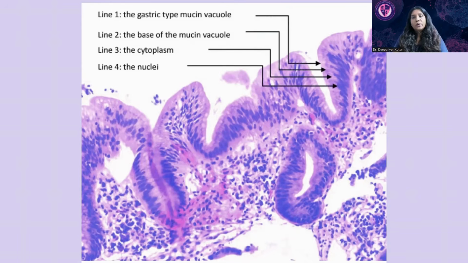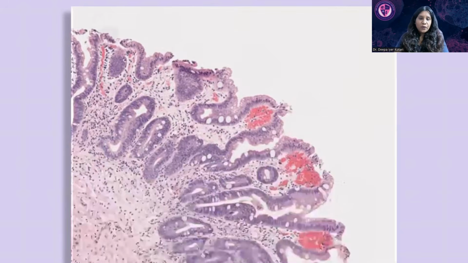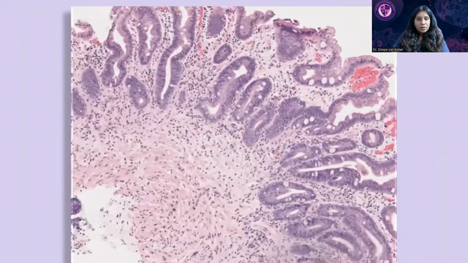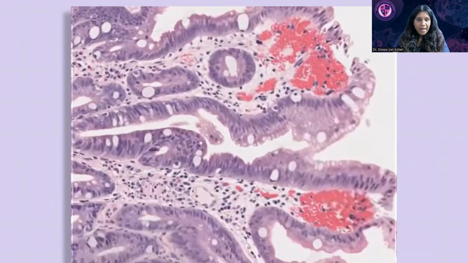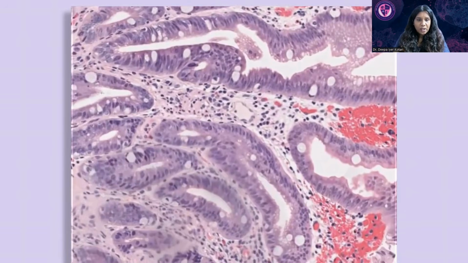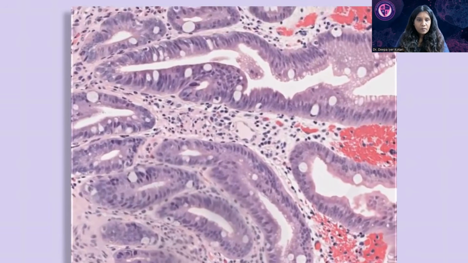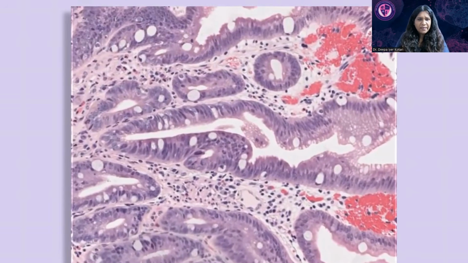So as a teaching goal, remember, if the 4 lines are present, preserved polarity, it is a reactive process. 4 lines lost, loss of polarity, dysplastic. Clear? So this is an important concept for you. So this is a low-grade dysplasia of Barrett's. I wanted to show you a contrast with low-grade dysplasia also. There is mild stratification, but it is still okay.